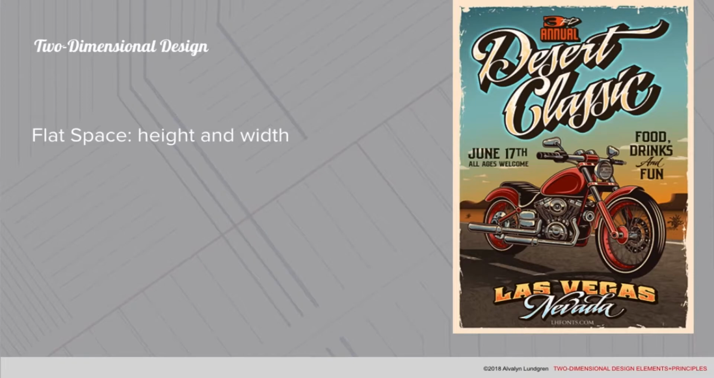Two-dimensional design, which is what this course focuses on as opposed to real space, which is three-dimensional design, is all about flat space, just having height and width. So we measure space in two directions. We deal with the illusion of volume, how to create the illusion that things are real when they're really not, because they're a drawing or a painting or a photograph.